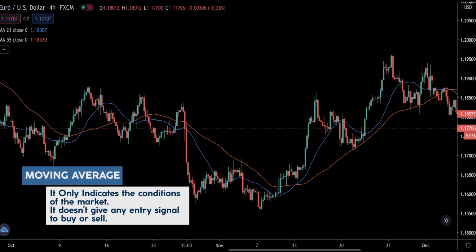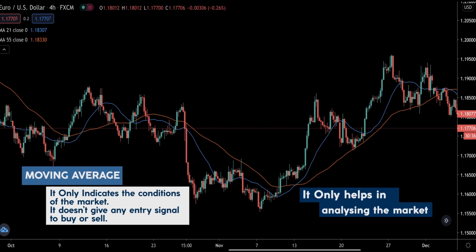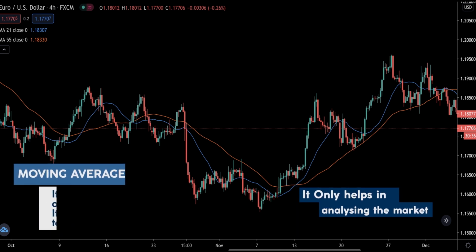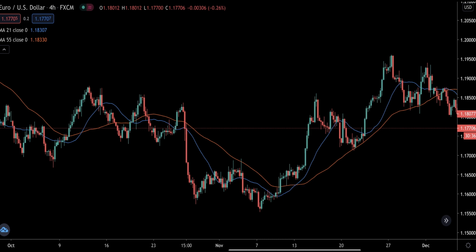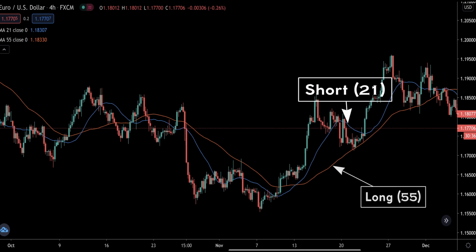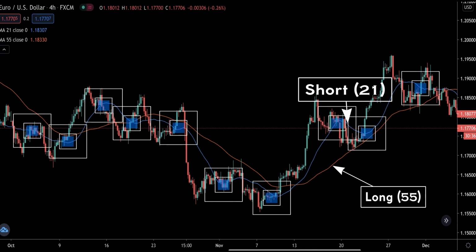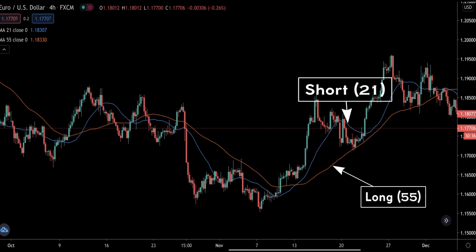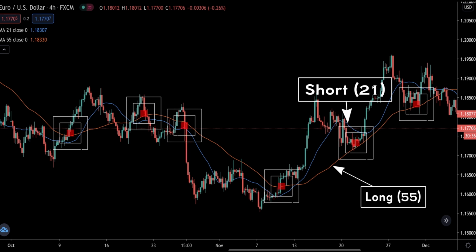Now, remember that moving averages are simply indicators that indicate the conditions in the market. By itself, they are not entry signals that tell you when to buy or sell. Rather, they are meant to be used as a tool when analyzing the market. When applying this strategy, the main idea is to look at both perspectives, both the short and long term, to make a more informed decision. While the 21-period moving average is situated more closely to price and hence results in more touches, the 55-period moving average gets significantly fewer touches.